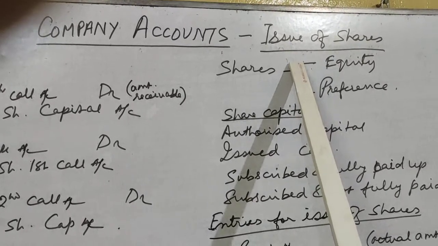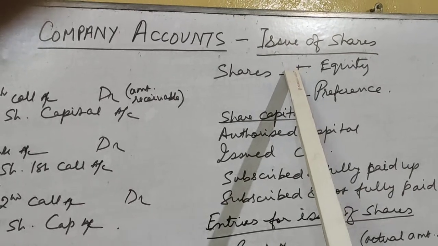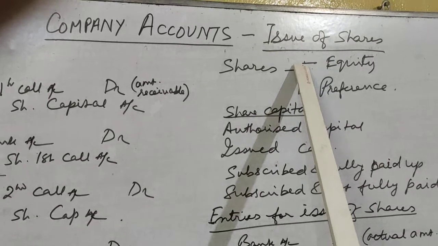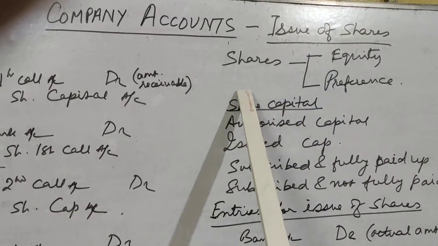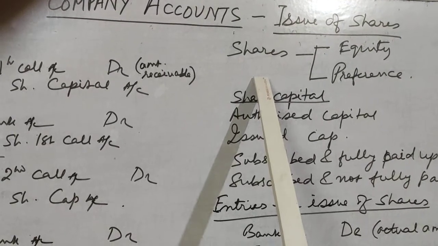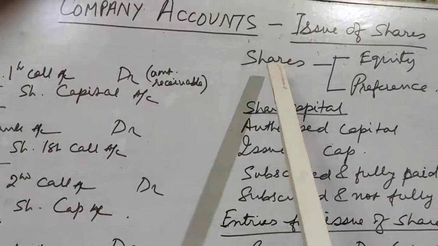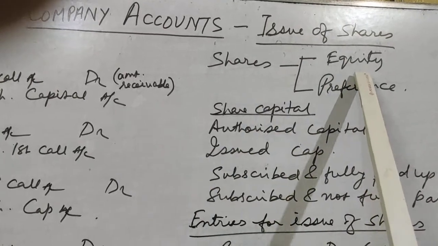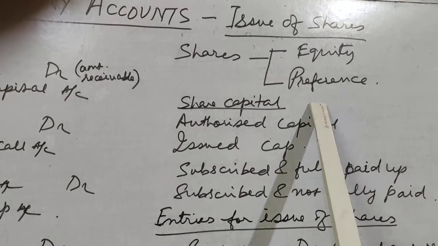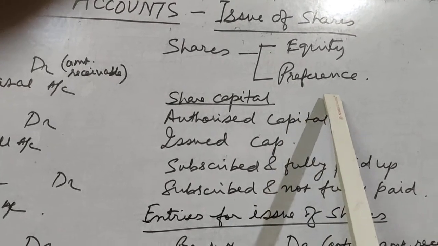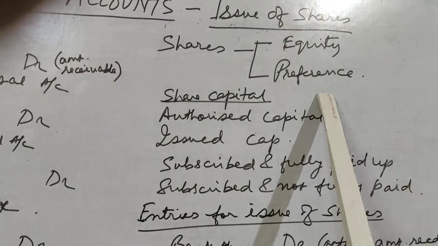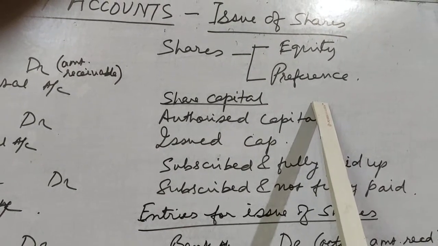For example, if a company is having a capital of rupees 10 lakh and it divides that 10 lakh rupees capital into 1 lakh parts, each part will be a share of rupees 10 each. So shares are of two types, equity shares and preference shares. Preference shares are shares on which a fixed rate of dividend is paid by the company. And that rate of dividend is mentioned when the shares are issued to the public.